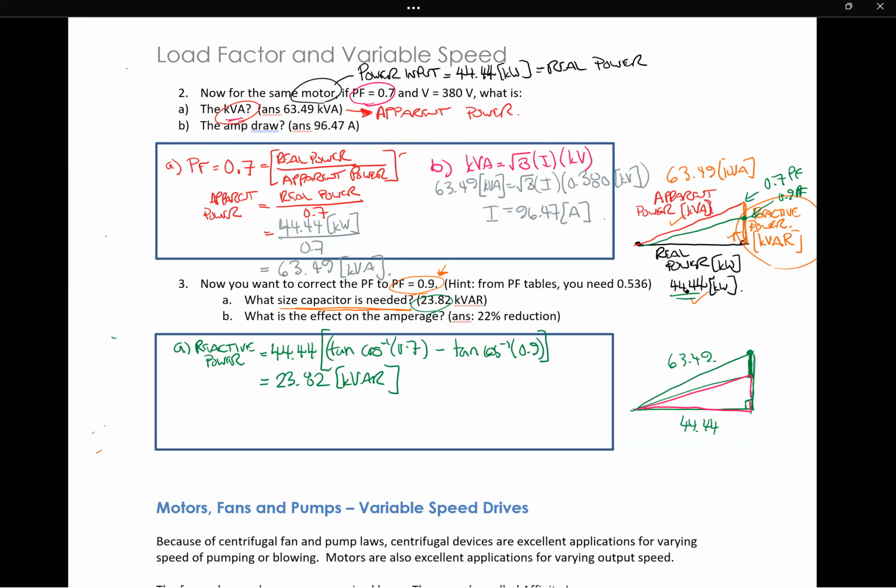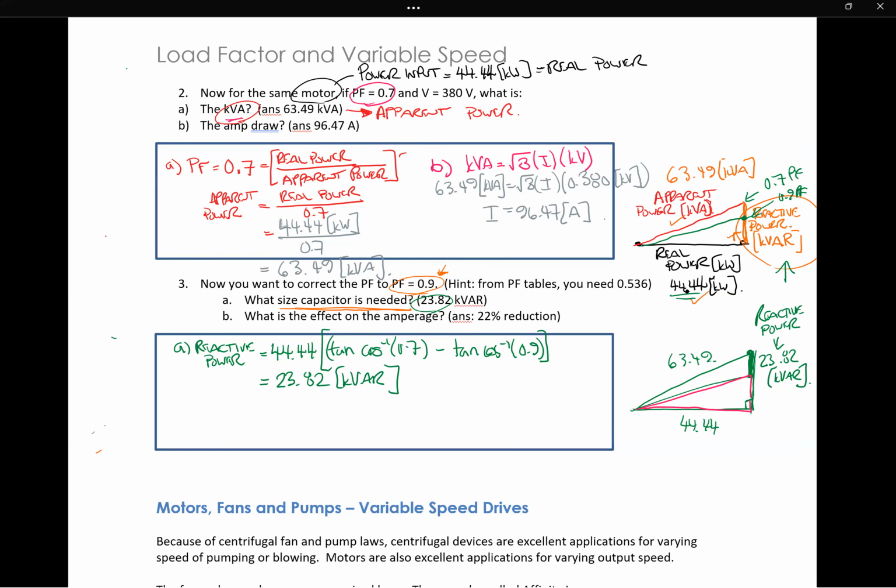kVAR. And again, that's not this whole reactive power here. That is actually the difference between these two here. So this is 23.82 kilovolt amps reactive, and that is the reactive power. All right, that's my reactive power, that 23.82.